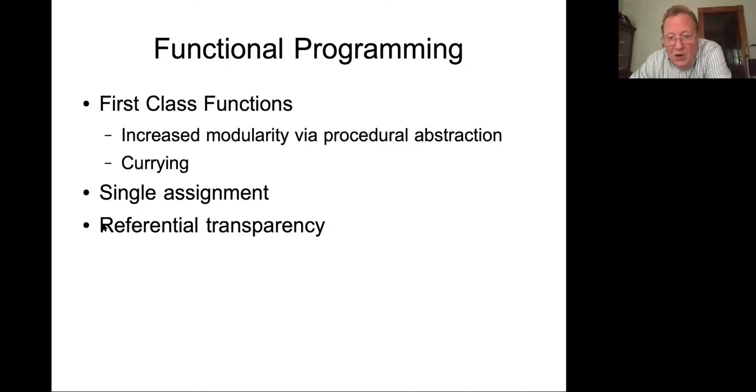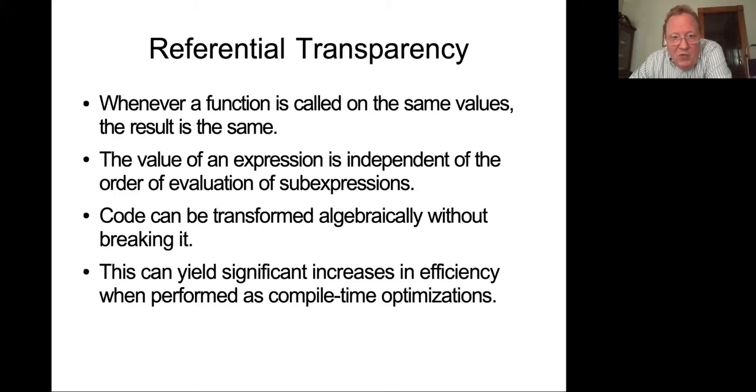I basically just said this. So what's the advantage of referential transparency? Why am I making such a big deal about it? Well, if code is referentially transparent, then it can be algebraically transformed. It can be treated as mathematics.